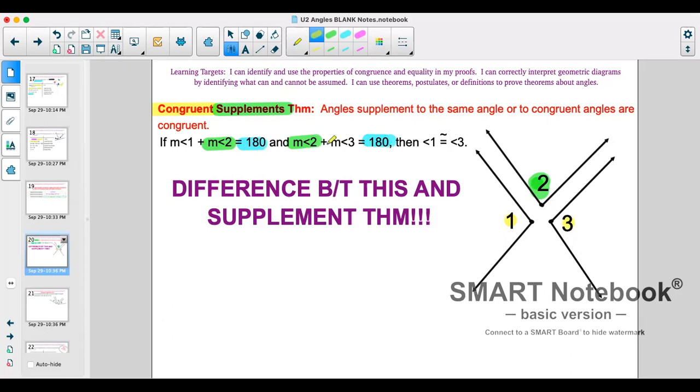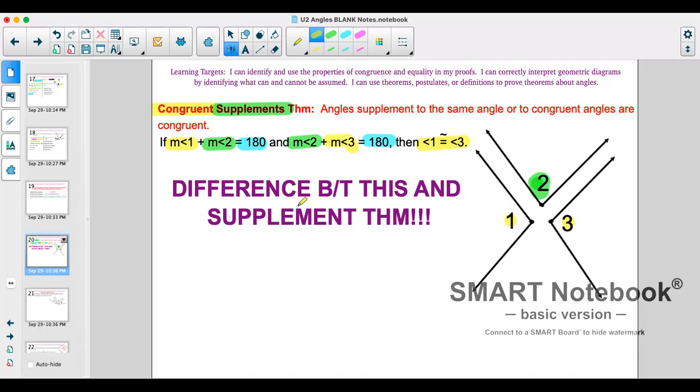So what's the only thing left? We've got angle 3 and angle 1. Do you see how angle 1 and angle 3 have to be equal? The measures have to be equal, which means the angles themselves have to be congruent. So that's the congruent supplements theorem.